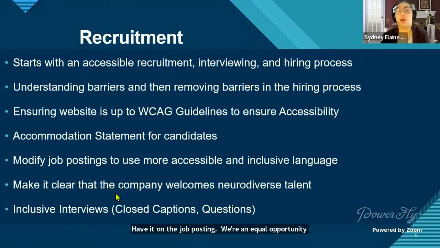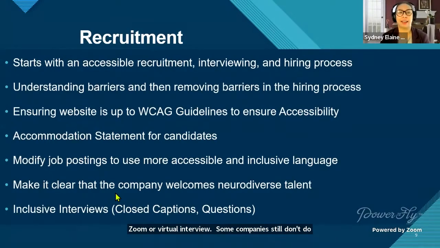And so with that, posting on those neurodiverse talent job boards, doing your research, making sure that you use that language so that the person sees that you actually are willing to and have put that effort forward. Having inclusive interviews, having closed captions enabled if it's a Zoom interview or a virtual interview. A lot of companies still don't do that.